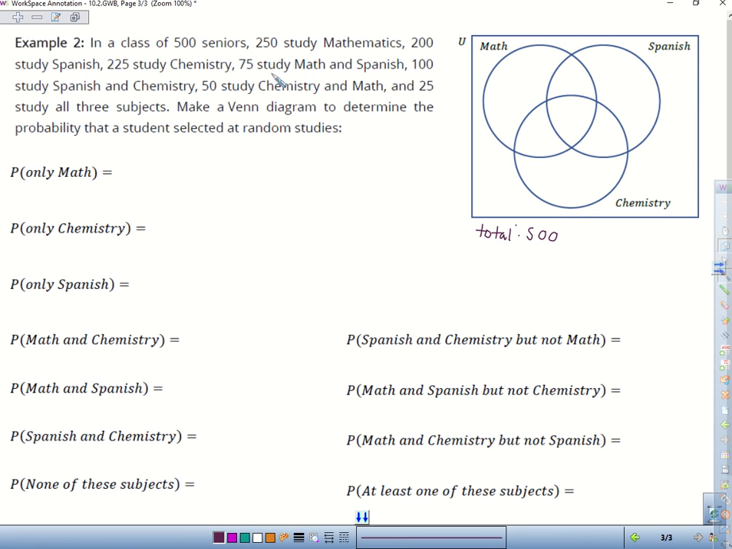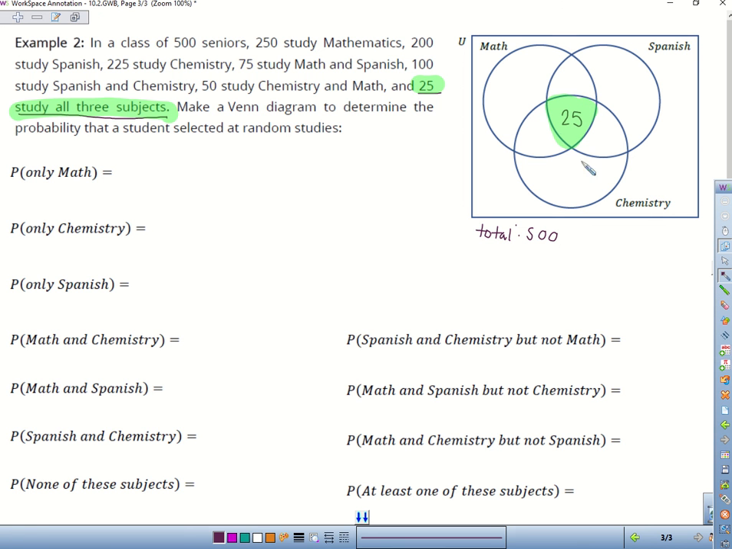So let's say we have 500 seniors go into a gym and there are these circles on the floor. And they have to stand in the box that's applicable to them. How many people are going to be standing in the middle because they study all three subjects? 25. Good. So 25 of those seniors are going to stand in the middle because they take all of those subjects. Okay.